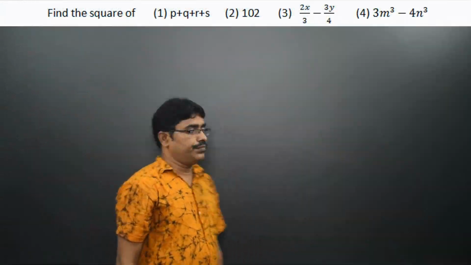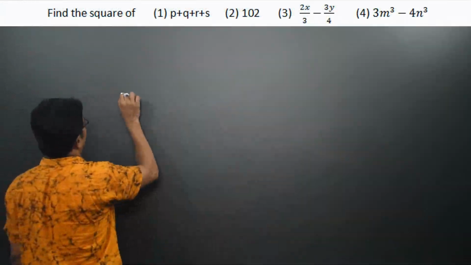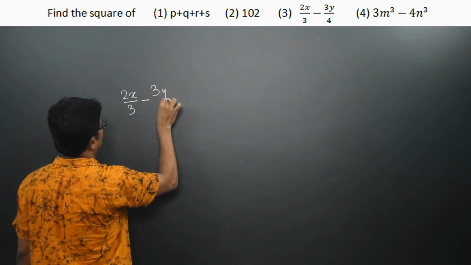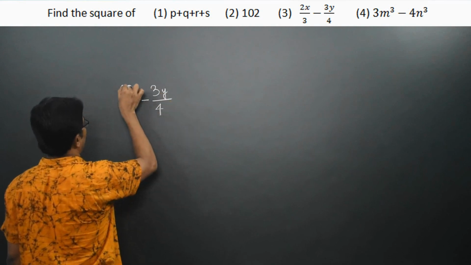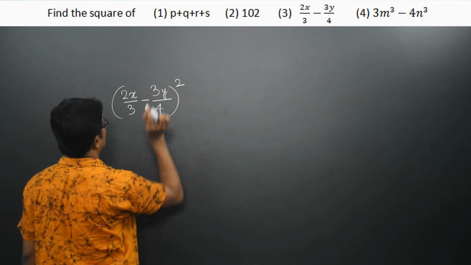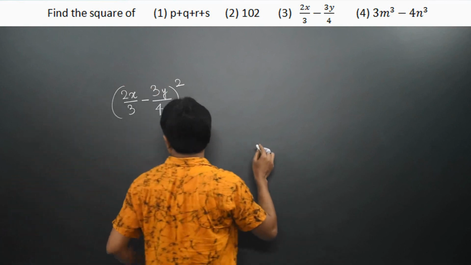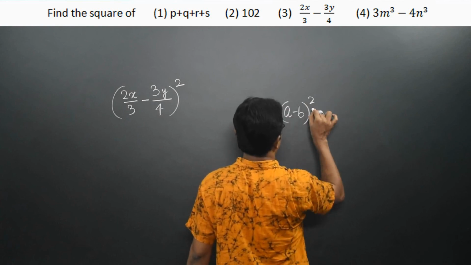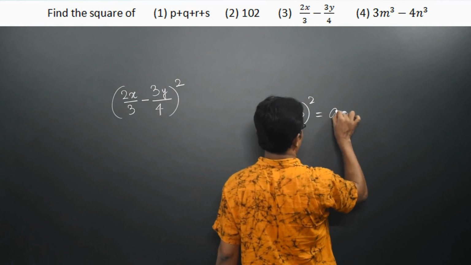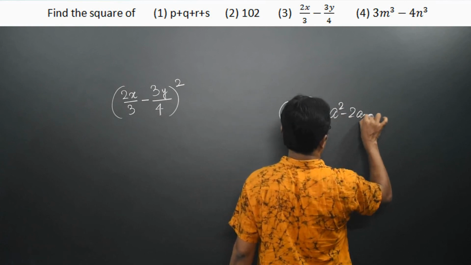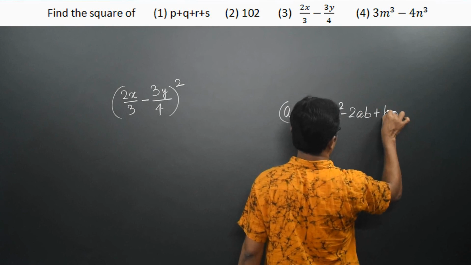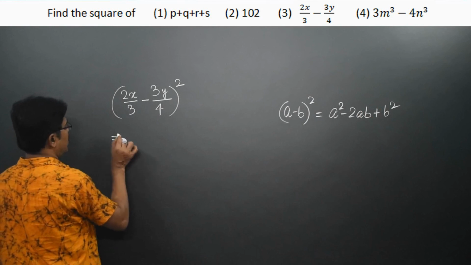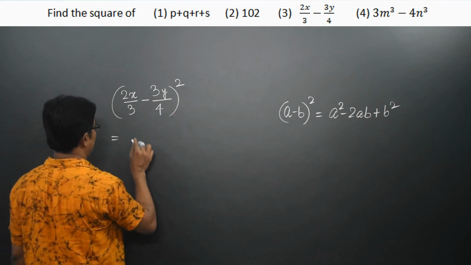Now look at the third question. We are asked here to find the square of 2x by 3 minus 3y by 4. That is (2x by 3 minus 3y by 4) whole square. Look, this is of the form (a minus b) whole square. So (a minus b) whole square is equal to a square minus 2ab plus b square. This identity will be used here. It is of the form (a minus b) whole square.